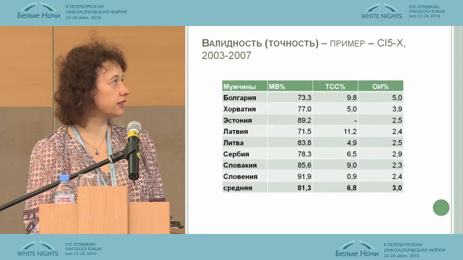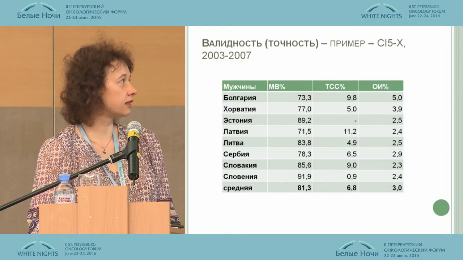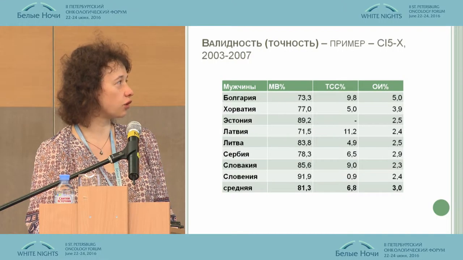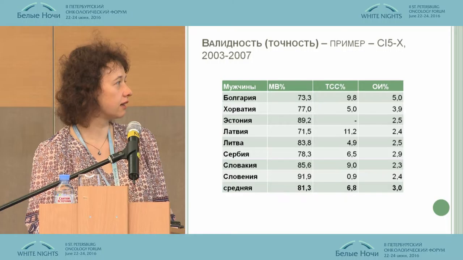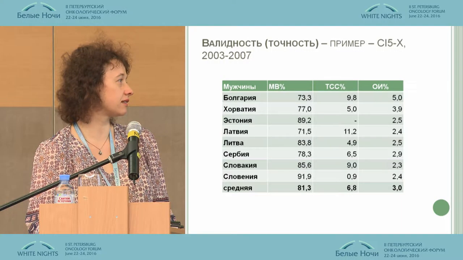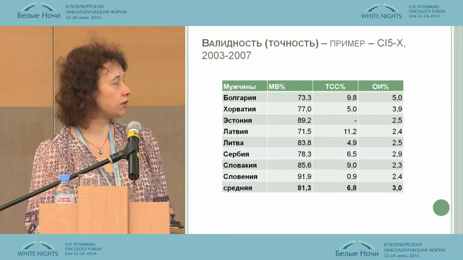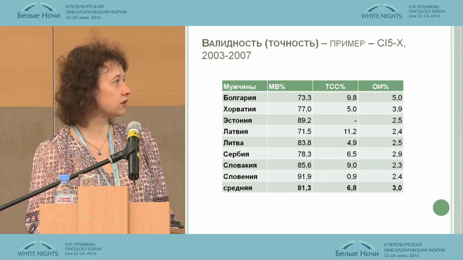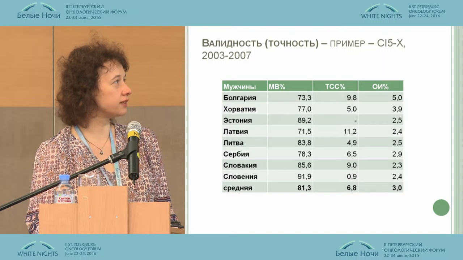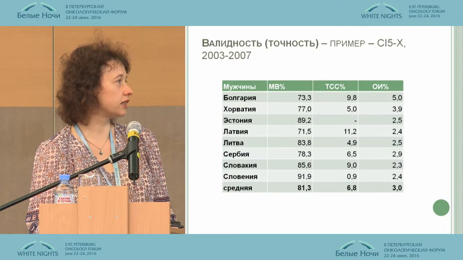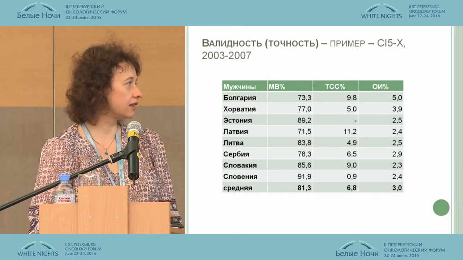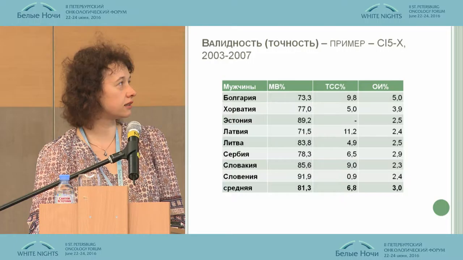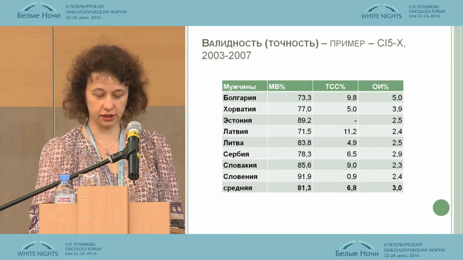But how do we assess such an indicator as validity? Again, when we compare similar populations, you can see that morphologically verified cases for countries in Eastern Europe differ from 73% up to 91-92%. The percentage of information based on death certificate varies from 1 to 11%. And cases based on the lack of information, well, here these data are also different within certain limits. And when you need to verify the data and validity of data in a particular country, you have to analyze these indicators and take a decision.